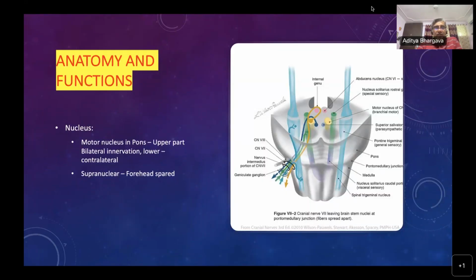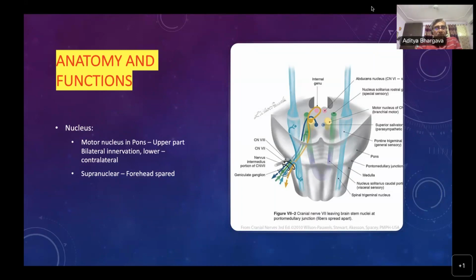Now, to recapitulate a little bit of anatomy and its function, I suggest that whatever I am showing on the slides is just a framework. You can read the detailed anatomy in the pertinent books. To start with, the nucleus of facial nerve, that is the motor nucleus, lies in the pons.